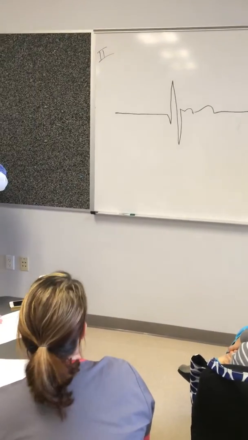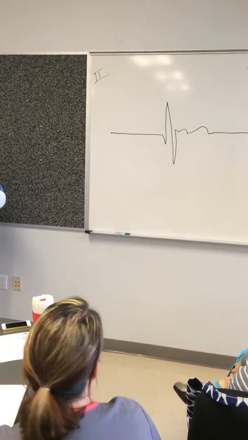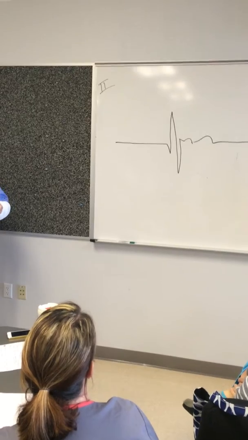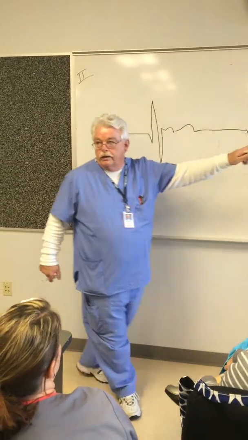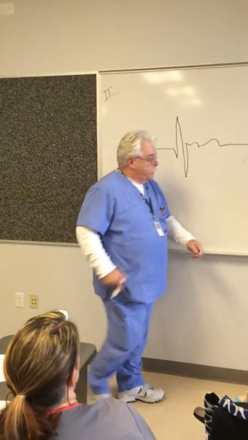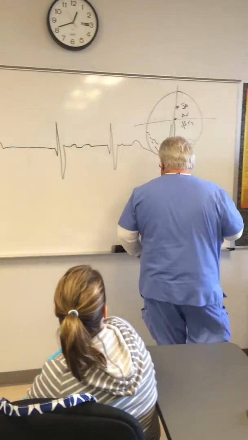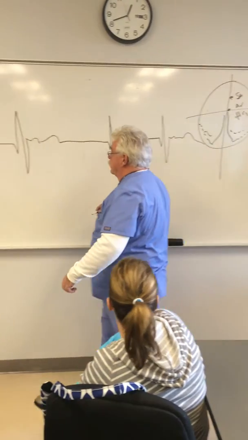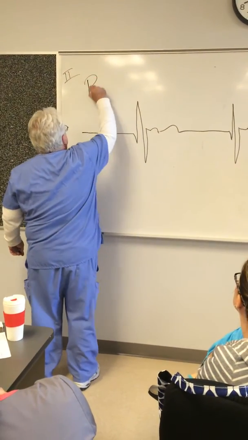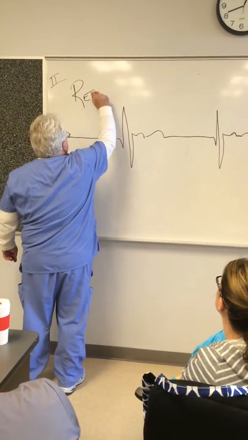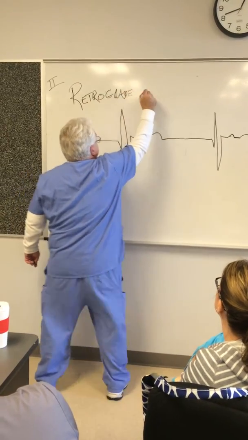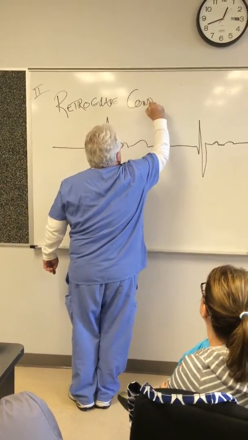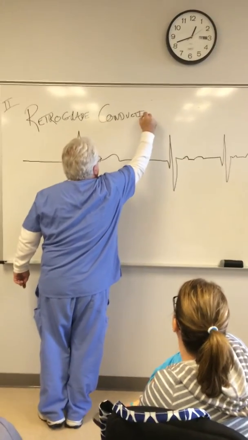Third question: is there a P wave before every QRS? Is there a P wave anywhere else? Yes, there's a P wave after the QRSs. You may see this because I saw it in the textbook. It's called, I'll give you the big words because I like to show off, retrograde conduction. There's a P after the T, hidden in here. And here's what happens.